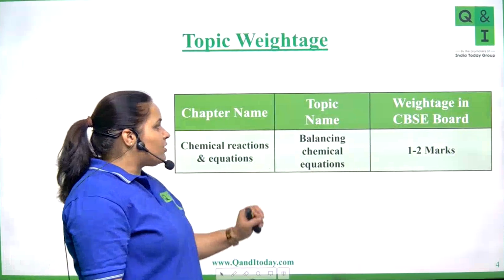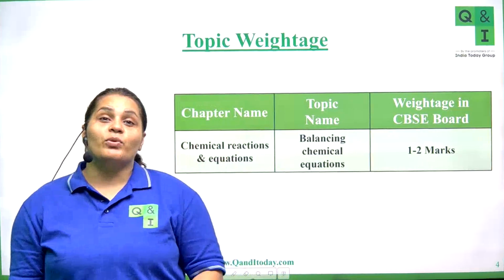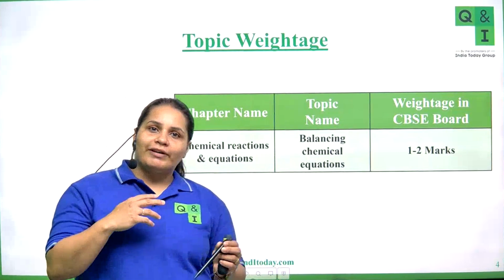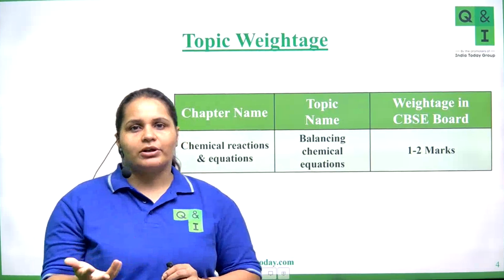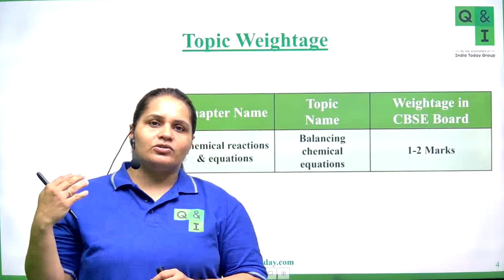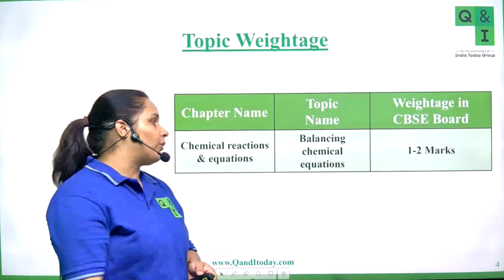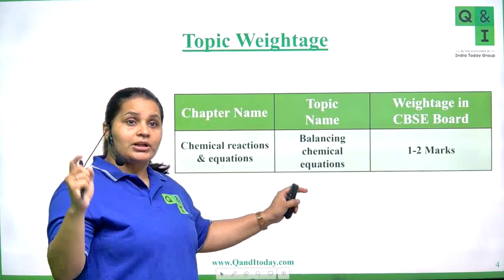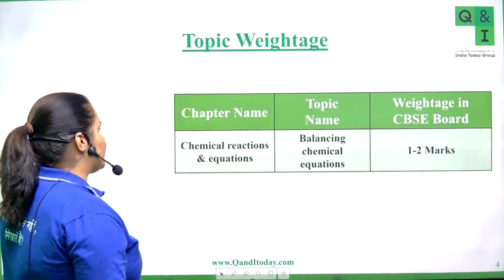Coming to the balancing part, you definitely get questions on balancing, and it is very important because whenever you are solving any numerical related to a reaction, which we call stoichiometry, balancing is required. When you move to class 11th and 12th, you need to write a balanced equation, then only you can solve the problems. In your class you can get a direct 1 to 2 marks question from balancing.